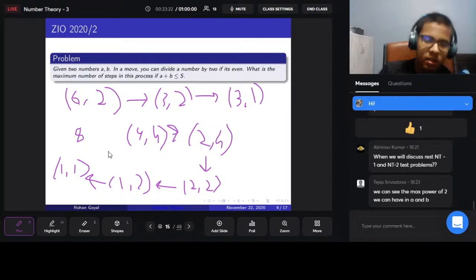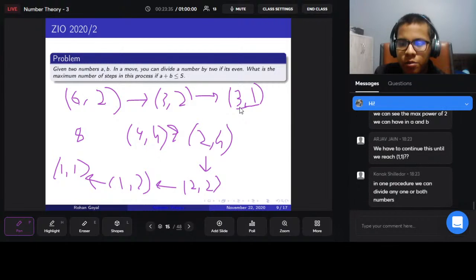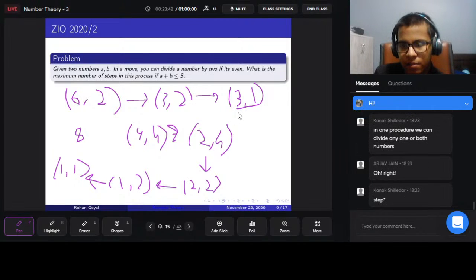Yes, okay. So what Tejas says is correct. No, we have to continue till we can't divide any number by 2. For example, here it's 3 comma 1. So 3 is not divisible by 2, so I can't go any further. We can only divide once in a step. Okay, so let's see.